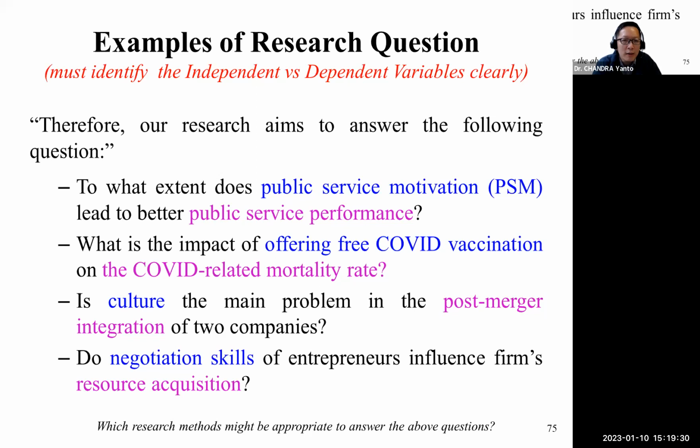For example, the first one is looking at to what extent public service motivation will lead to better public service performance. So PSM is the independent variable that you're trying to use to predict public service performance as the outcome, right? You can measure this at the individual level of civil servants or the various departments of the civil service or public service. And you want to understand the impact of offering free COVID vaccination on the death rate from COVID-related diseases, right? So free COVID vaccination is your independent variable, and the mortality rate due to COVID is your dependent variable.